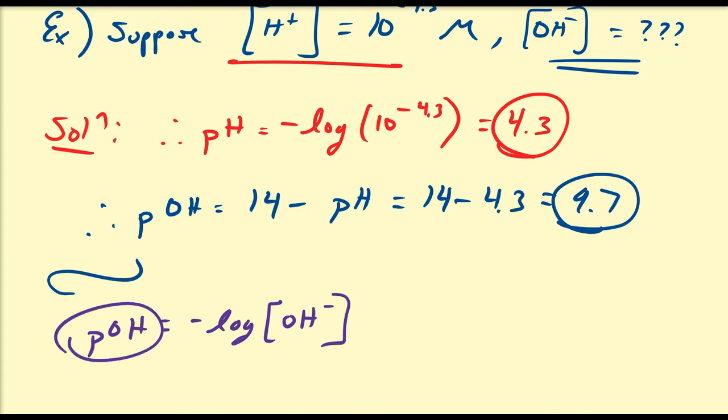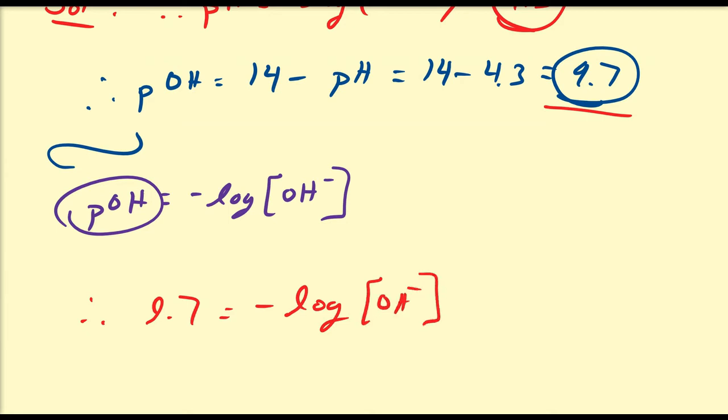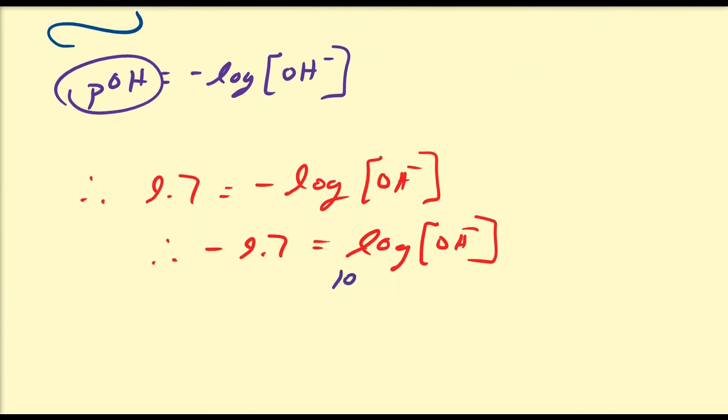So we already know what pOH is, right? So pOH is 9.7, so 9.7 must be equal to the negative logarithm of the concentration of OH minus. So negate both sides, so we have negative 9.7 is equal to the log of OH minus, and we can easily solve this logarithmic equation by exponentiating both sides by 10. So that means the concentration of hydroxide in this particular substance is going to be equal to 10 to the minus 9.7 molar.